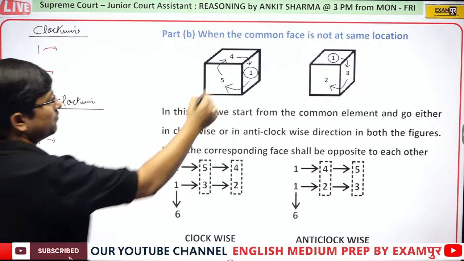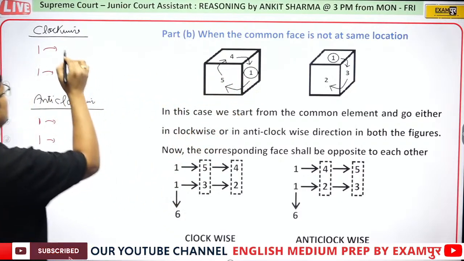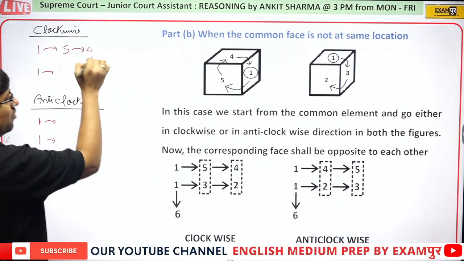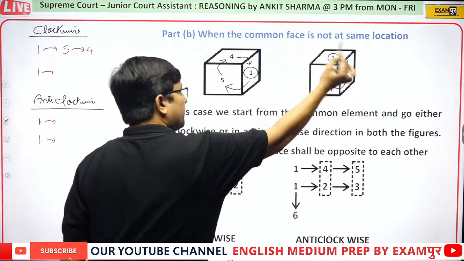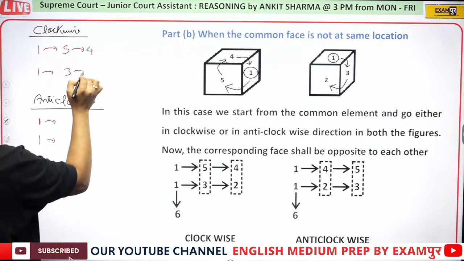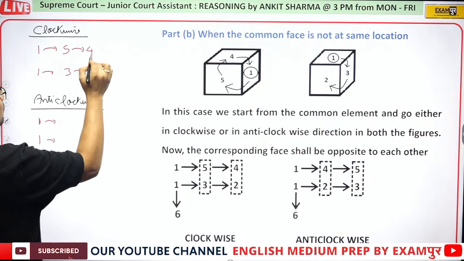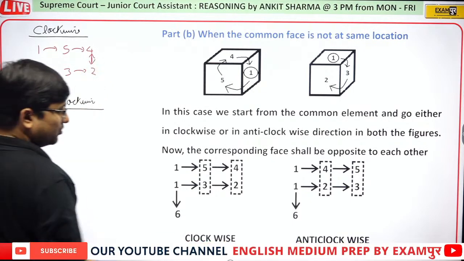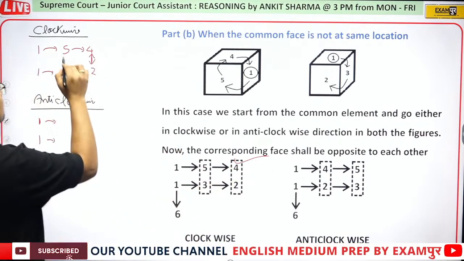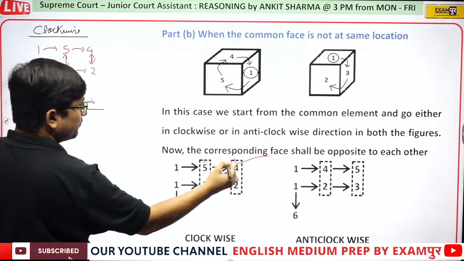So now clockwise from 1 is 5, 5 is 4. And here clockwise from 1 is 3, 3 is 2. And now the corresponding faces will be opposite. 4's opposite will be 2. 5's opposite will be 3.